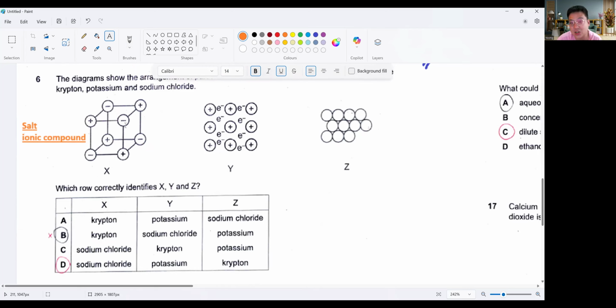Okay, so this is a salt slash ionic compound. Basically, a salt slash ionic compound is a plus and minus combined together. Of course it can go deeper than that, but today we are not learning that chapter.